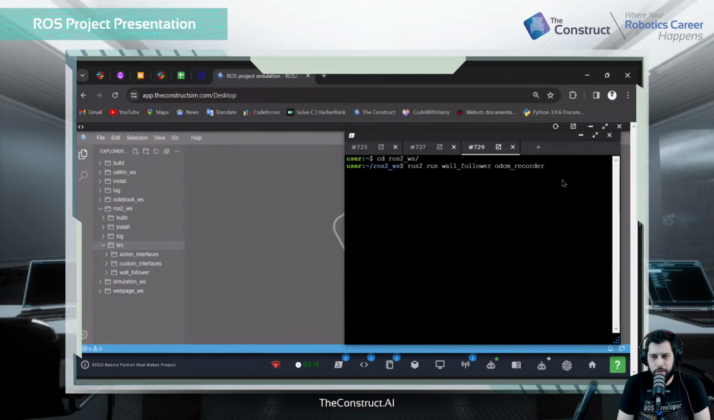So this odom recorder is our action server. I'm starting the server. All right, so now I'm starting my main launch file.